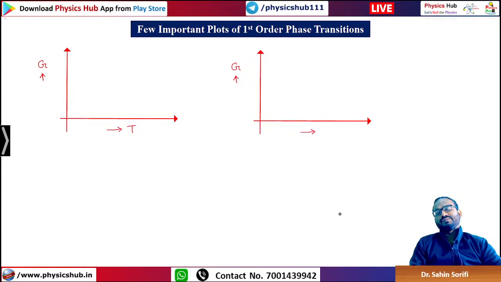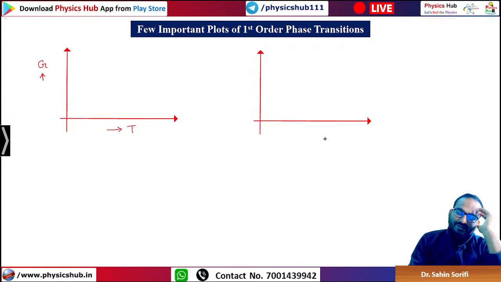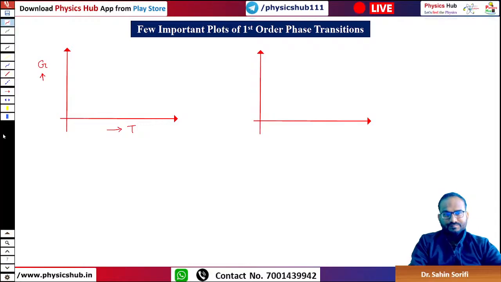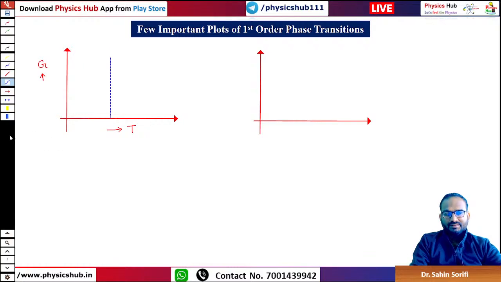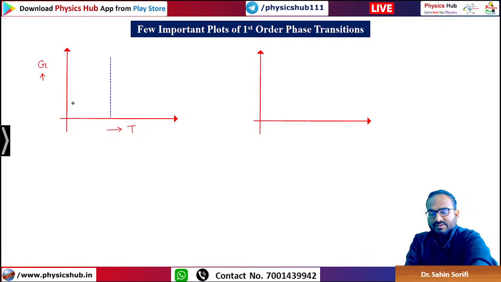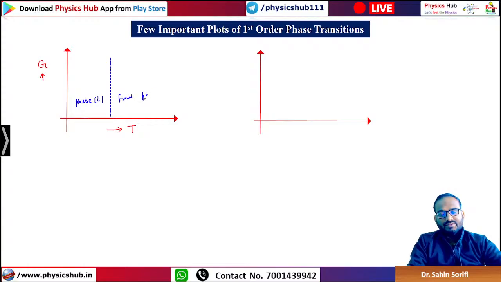Actually, in Gibbs free energy, let's say temperature is sufficient if you want to see the variation. So how does it vary with temperature? This is the boundary line which is separating, let's say, the two phases. The initial phase we denote by I, and the final phase is denoted by F. So here we get a curve.